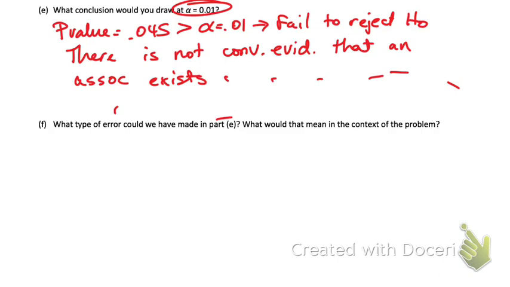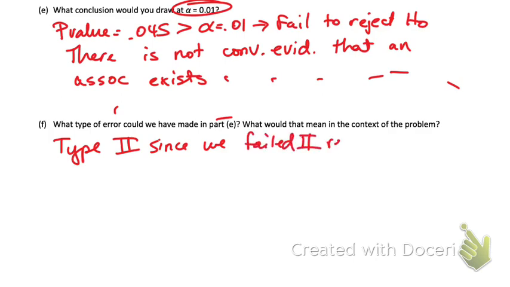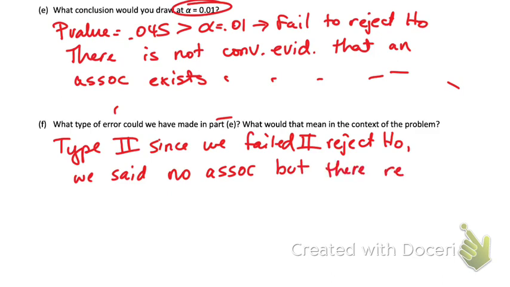Okay. And finally, what type of error might we have made? Type 2, since we failed to reject the null hypothesis. And what would that mean in context of this problem? Did we say there was an association? No. We said there's no association, but there really is.